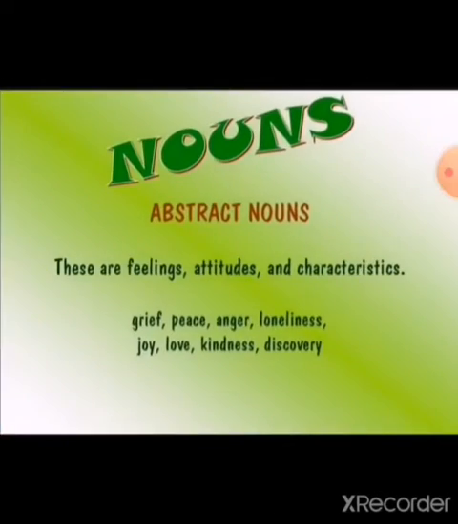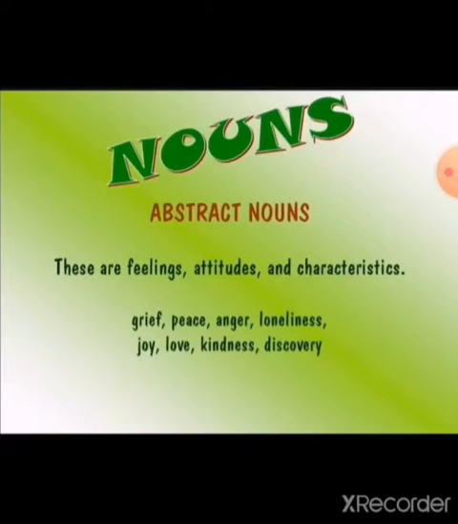Okay. The next one is abstract nouns. Now it is very interesting. These are feelings, attitude and characteristics. These are feelings, and we can say that these are ideas, something that we can feel, but we cannot perceive them with our five senses. We cannot touch them, we cannot see them, but we can feel them. For example, grief, which means sorrow or sadness. Okay.